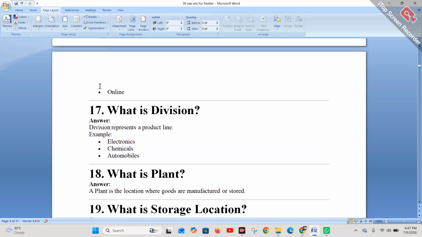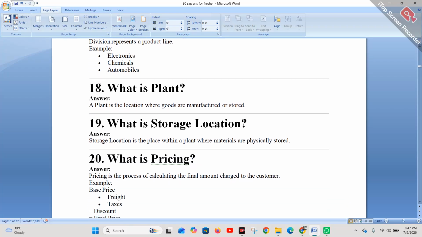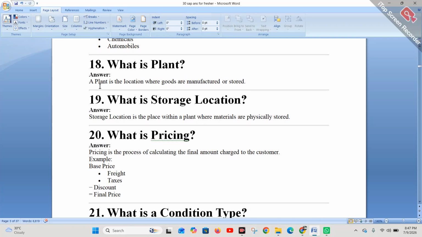Okay, then division means a product line. Within a division you can carry out statistical analysis or set up separate marketing. For example, I can give automobiles or chemicals or electronics. Okay, so what is a plant? From the SD point of view, a plant is a location where the goods are manufactured and stored.